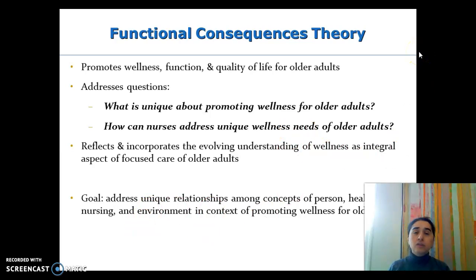Functional consequences theory is the theory that we will discuss today and apply to a specific patient condition. This theory addresses two questions. The first one is, what is unique about promoting wellness for older adults? And the second question, how can nurses address these unique wellness needs of older adults?